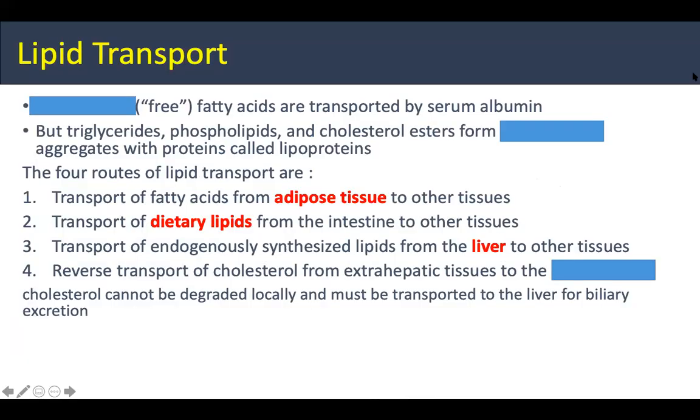Okay, so exactly what I just said in the previous slide, I'm going to be testing you on. Is it the esterified form of my free fatty acids, or is it the unesterified form of my free fatty acids that are transported by serum albumin? Yes, non-esterified, good. Exactly.